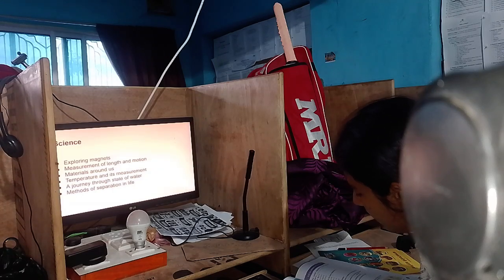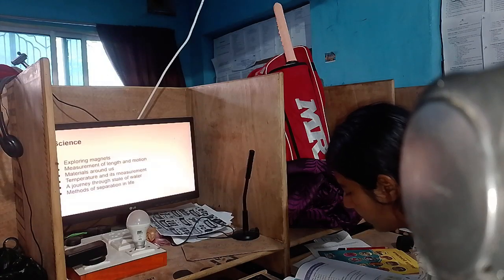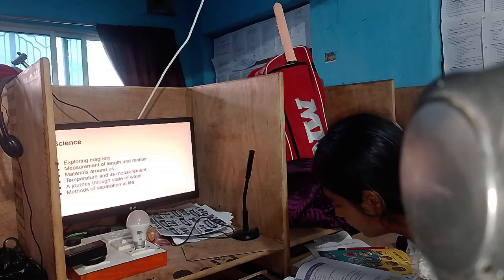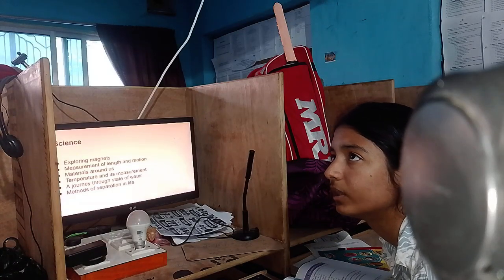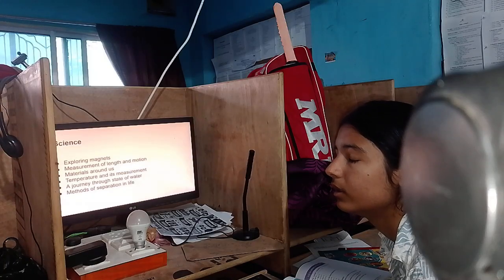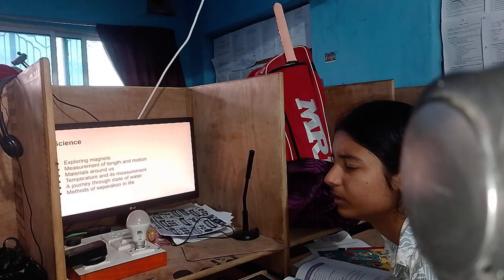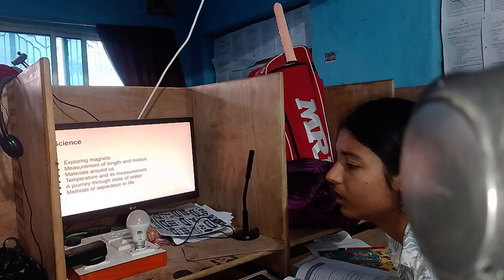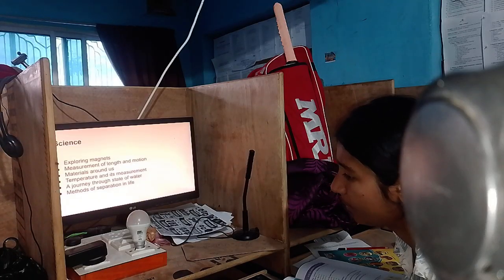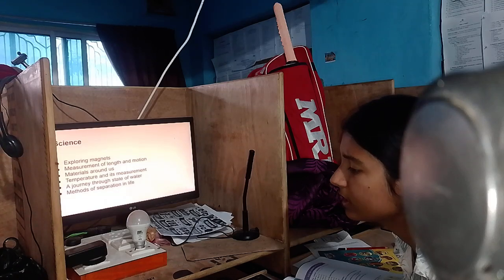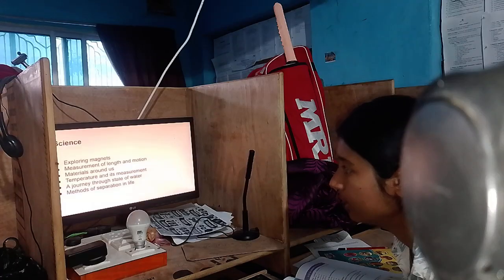And here is some scale. I will talk about the thermometer. There are two types of thermometer: first, the laboratory thermometer, and second, the clinical thermometer. We can see the clinical thermometer in the hospital, in the house, and in the medical store. The clinical thermometer is usually used for measuring body temperature.